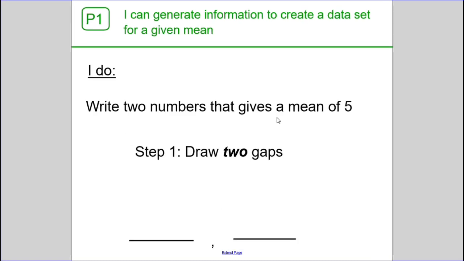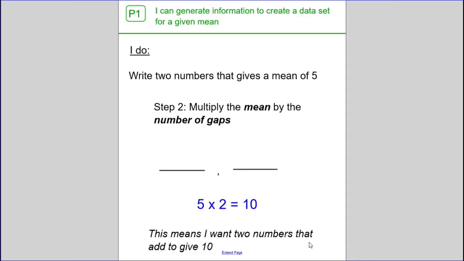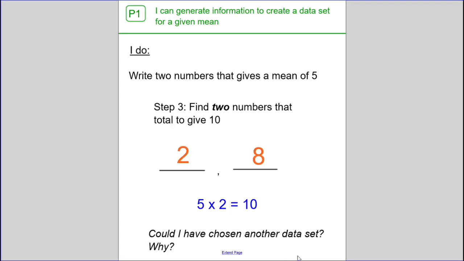Write 2 numbers that give a mean of 5. So we want 2 numbers that give a mean of 5. So step 1, draw 2 gaps. So we're going to draw 2 gaps below. Step 2, multiply the mean by the number of gaps. So the mean here is 5, and the number of gaps that we drew is 2 because we had 2 numbers. So 5 times 2 is equal to 10. And this means that I want 2 numbers that total to give me 10.